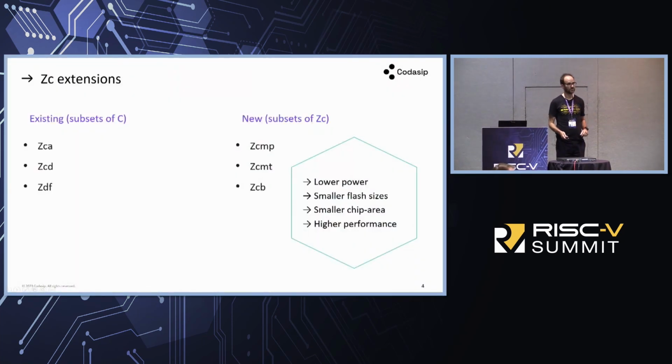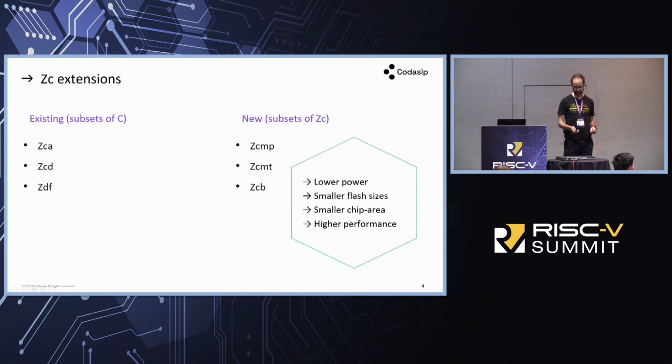So what did we do? The first problem was that the existing C extension uses up a lot of the 16-bit encoding space. So we started off by dividing it into 3 subsets. There's Zca, which is all of the instructions except for the floating point loads and stores, which are the unpopular ones because they don't get used very often and they take a lot of encoding space. There's Zcd, which is double precision floating point loads and stores, and Zcf, which is single precision.